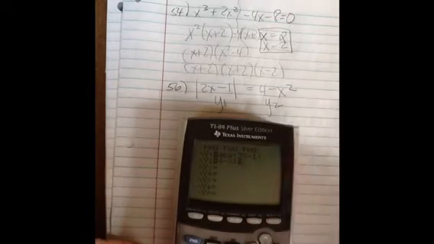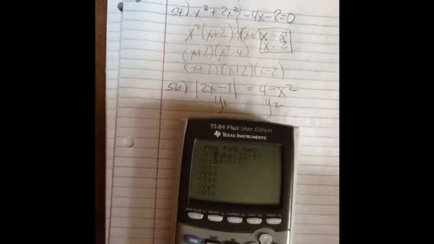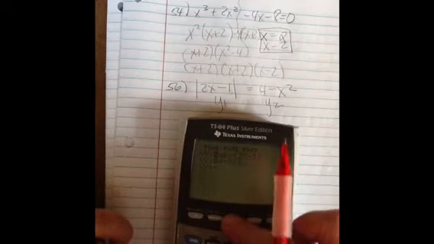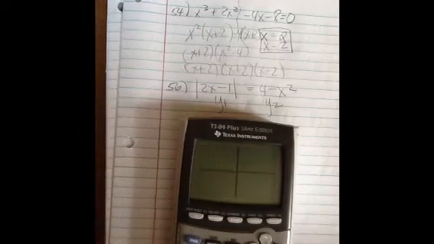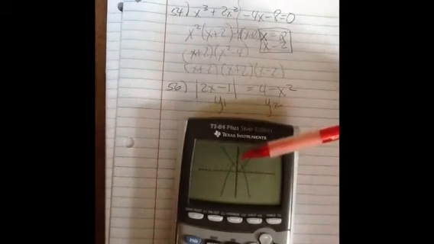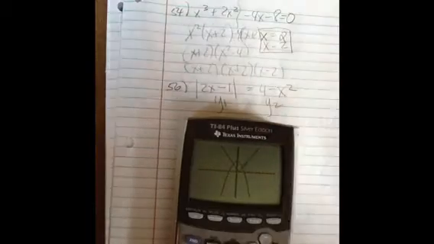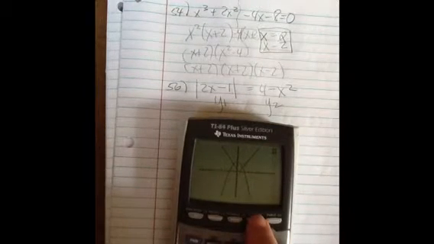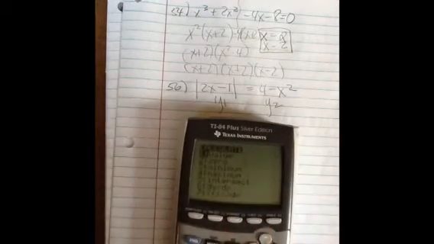So I have y1, y2. Remember, we just zoomed in on the previous problem, so I'm going to hit zoom 6 so I can actually see it. There's my V graph. There is my parabola. I want to know where these two intersect. So we're going to do second, calc. See the intersect button? We're going to hit 5.